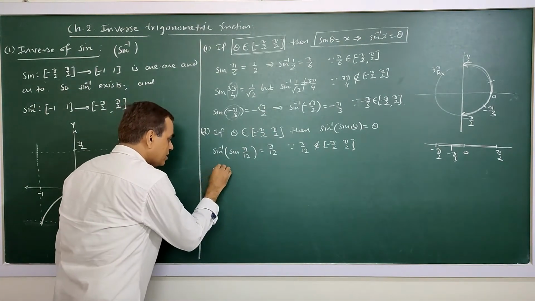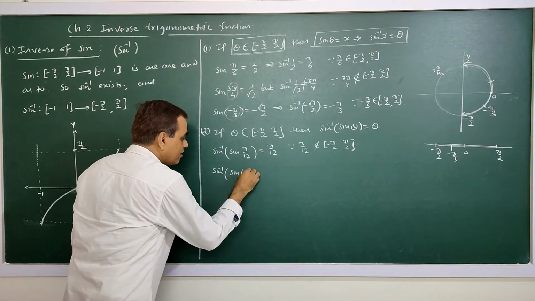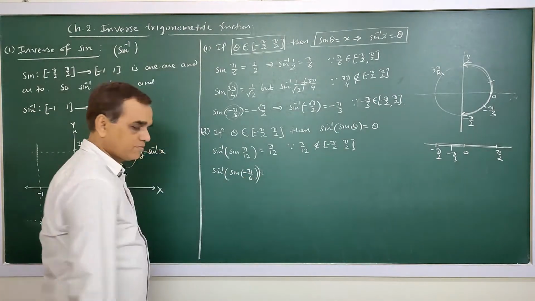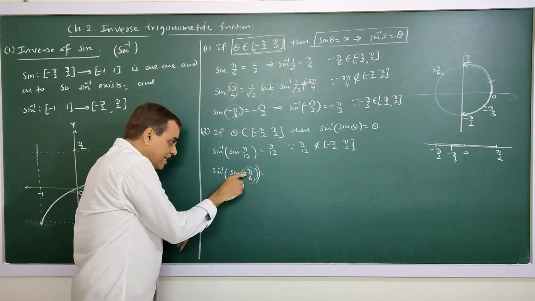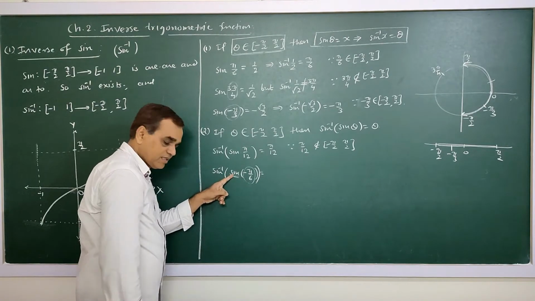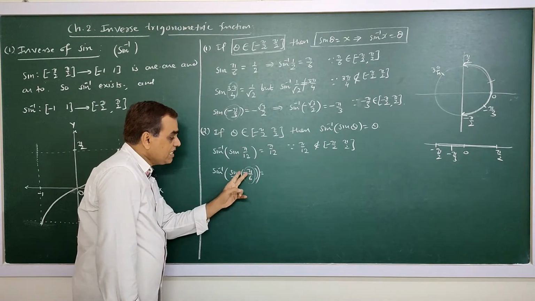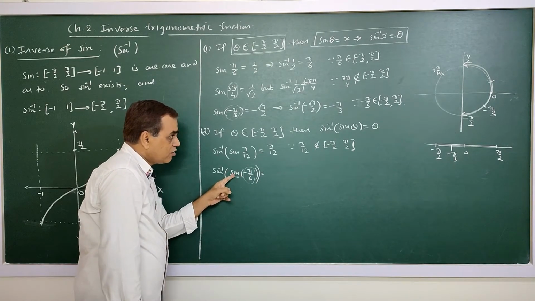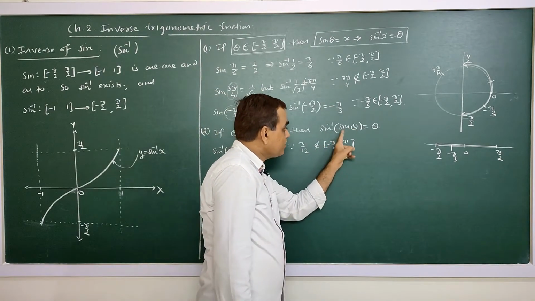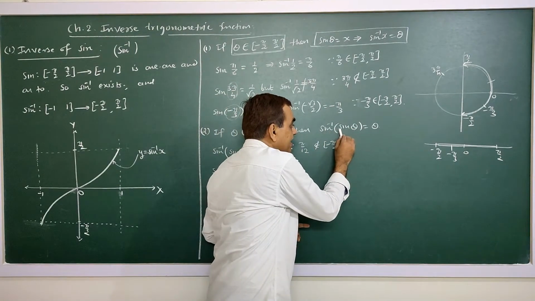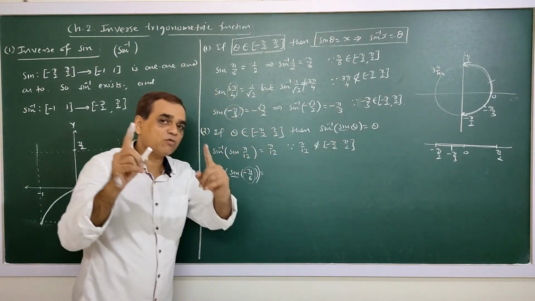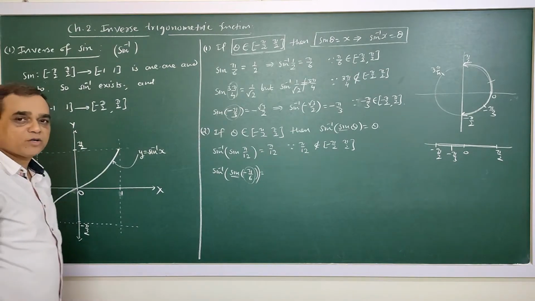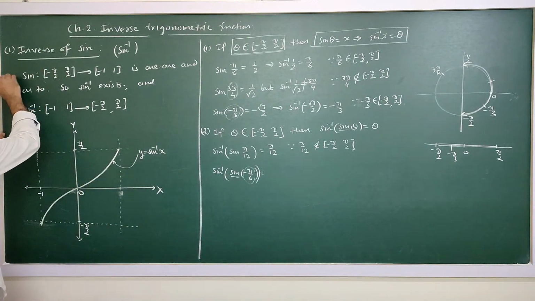Sine inverse sine of minus pi by 6 equals, now check, minus pi by 6 must be in the domain of sine. See, inner is sine. On theta, the sine machine is working. So this theta should be in the domain of sine, that is the closed interval minus pi by 2 to pi by 2. Domain of sine, closed interval minus pi by 2 to pi by 2. Very important. These two lines are very important.